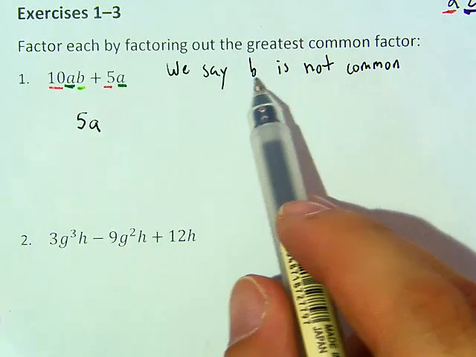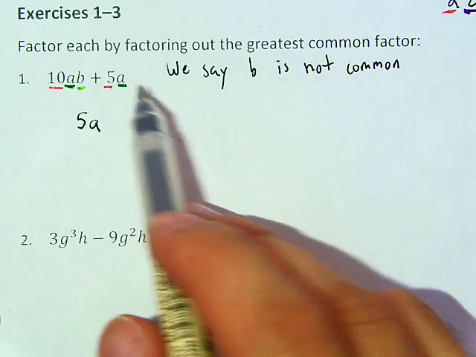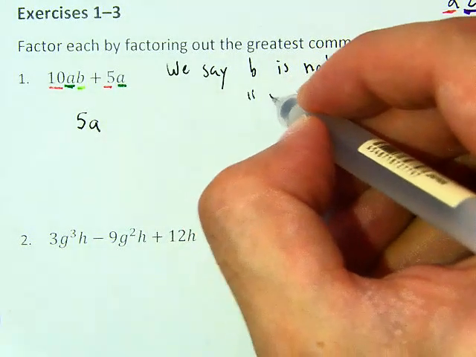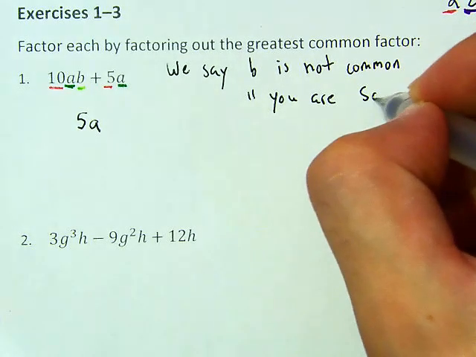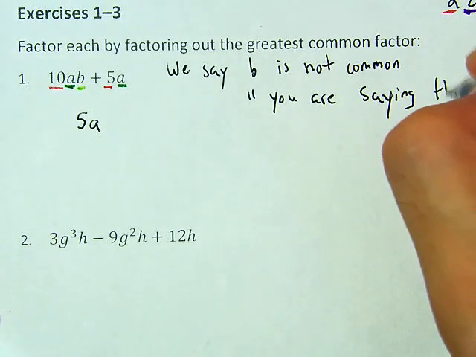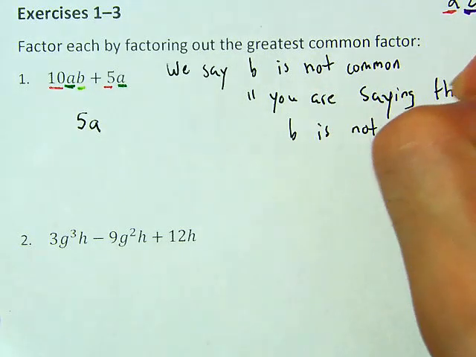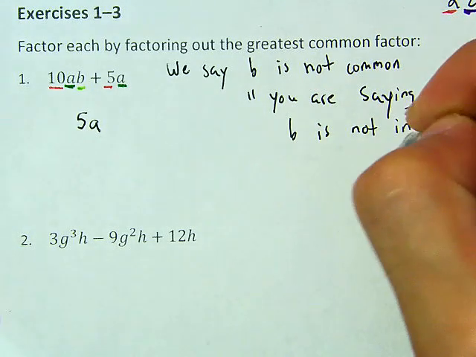Basically, when we say B is not common, you're saying that B is not in all the terms. So I'll write that. You are saying that B is not in all the terms.